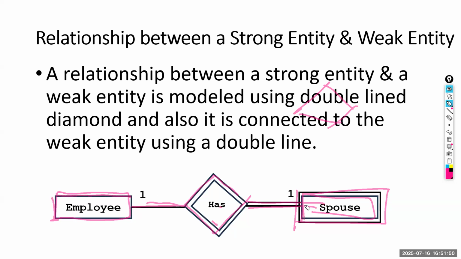Now, not only is the weak entity a double line, its relationship is also a double line. So that is how you model it. This double line has another meaning also, which I will explain later, like what is partial versus total. But for the time being, just remember when we have a weak entity relationship with a strong entity, that relationship is also weak for the weak side. On this side, you just use a single line.